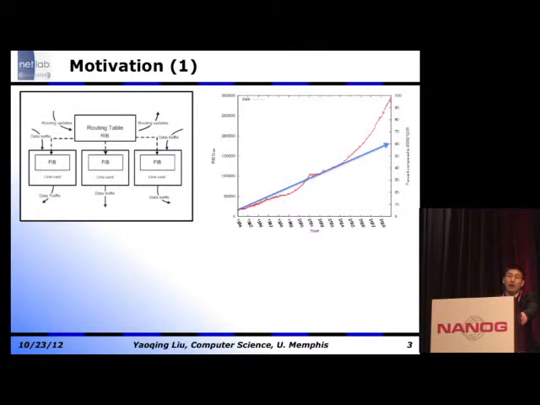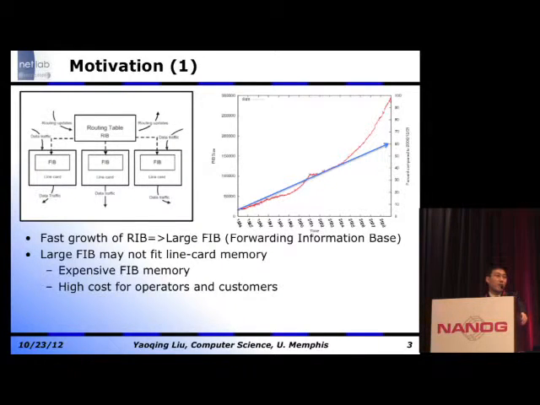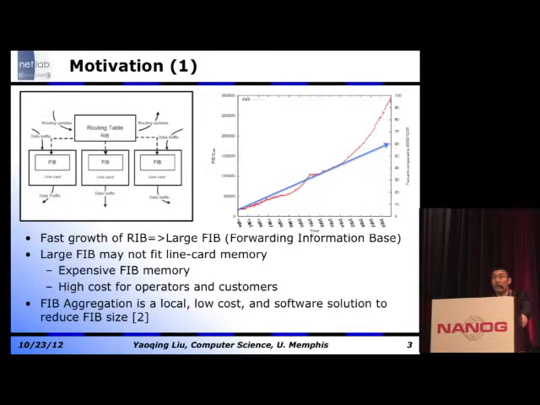Nowadays, in the right picture, as you can see, the rate of growth of the RIB has been over linear rate since 2004. Since we know the FIB is derived from the RIB, that makes the FIB very big. And the large FIB then may not fit the FIB memory anymore. But due to the fast lookup and forwarding requirement, the FIB memory is very expensive. And it would cost ISPs or customers a lot to do the upgrade for the hardware, for the line card, or for the router. So we proposed FIB aggregation, which is a local, low-cost, and software solution to reduce the FIB size.